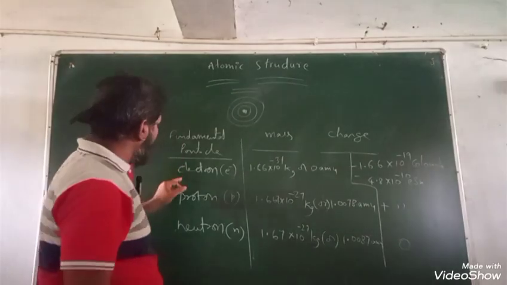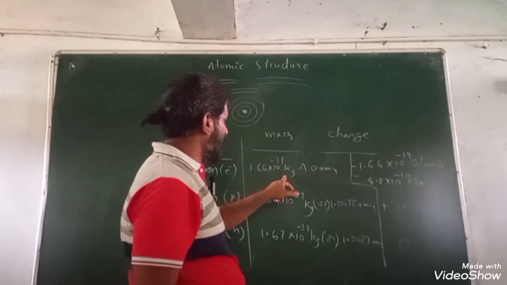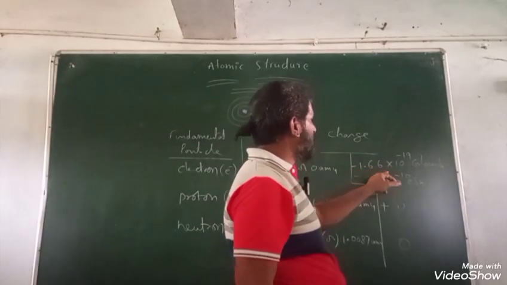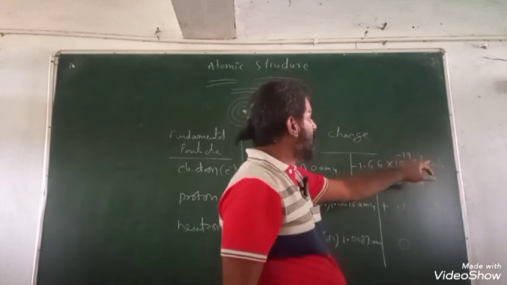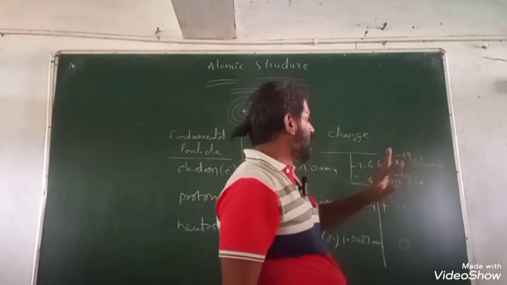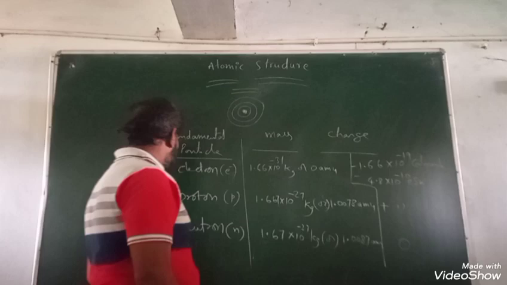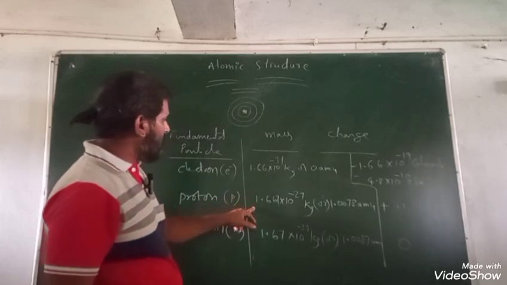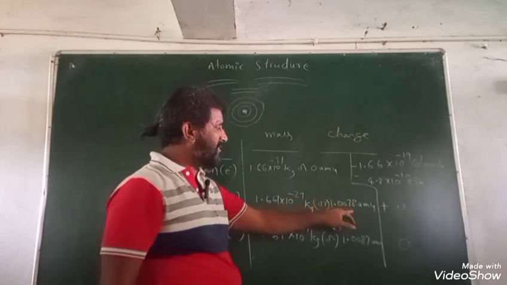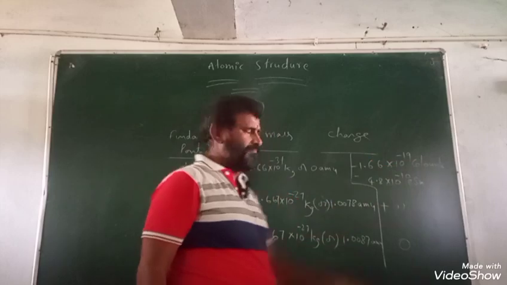So, the fundamental particle electron has a mass of 1.66 into 10 power minus 31 kg or 0 atomic mass units. Its charge is minus 1.6 into 10 power minus 19 coulomb or minus 4.8 into 10 power minus 10 ESU. ESU is a CGS unit, coulomb is an SI unit. Now, proton mass is 1.667 into 10 power minus 27 kg or 1.0078 AMU and its charge is positive, the same magnitude.